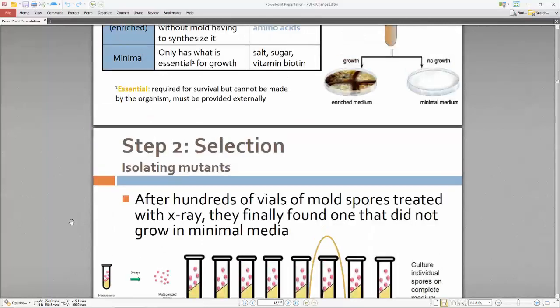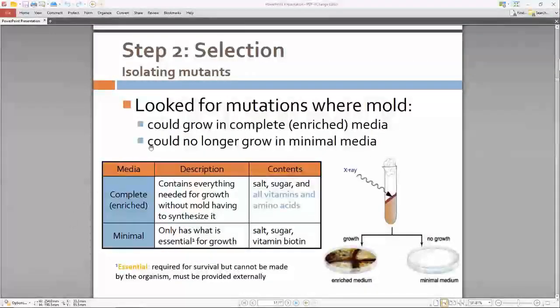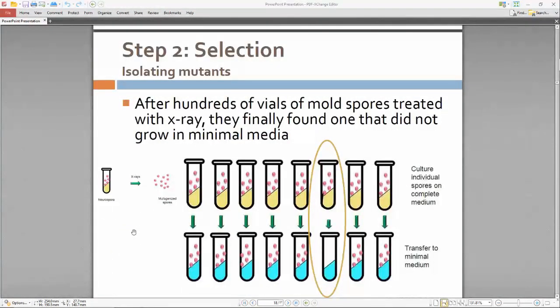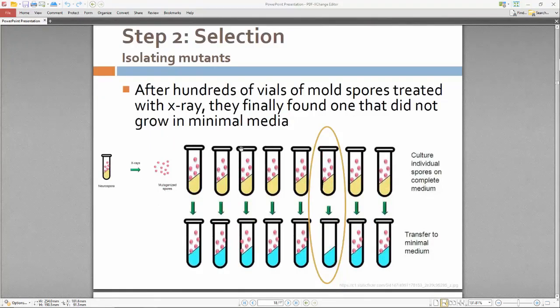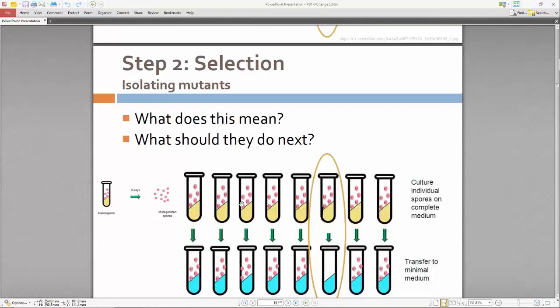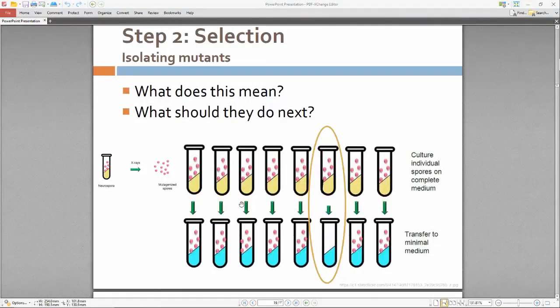So after they have the mutants that could no longer grow in minimal media, but could grow in complete media, let's say that they have this mutated mold that can grow on complete media but can't grow in minimal media. What does this mean? Any ideas?